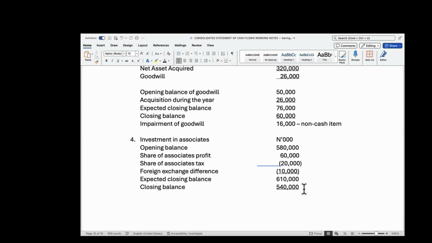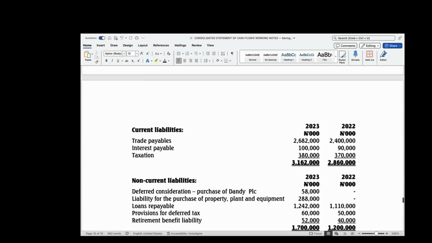What do we call this difference? Dividend paid now. Not paid. How can you pay dividend to your associate, somebody you invested in? Dividend received from associates. You receive dividend from them. It's an inflow. It's an inflow under investing activities. I'm done with that movement.